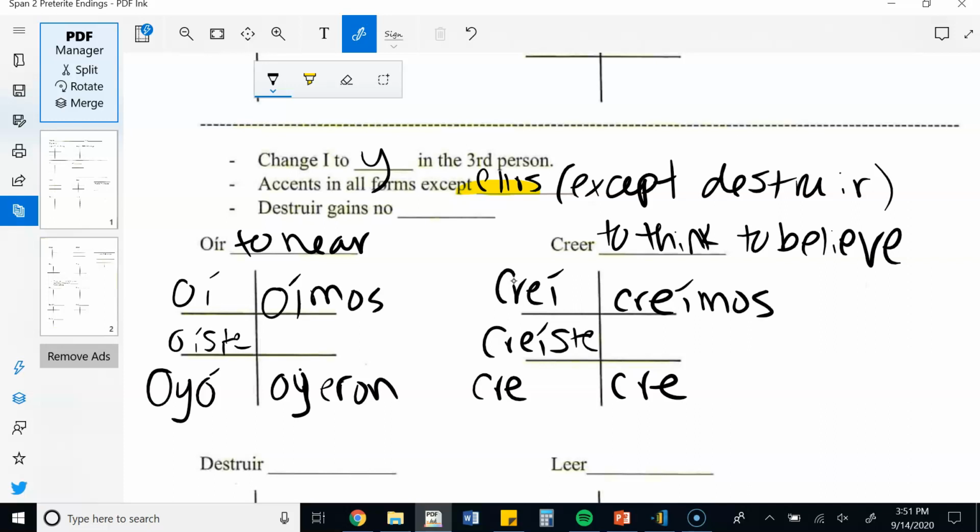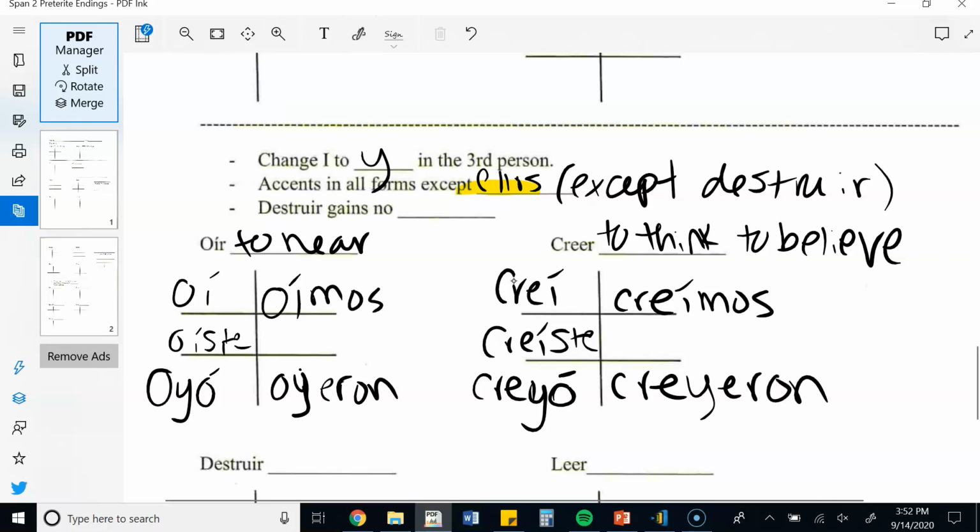And now I have my I to Y's. So I'm going to do it step by step again. Normally, it's io, o with an accent. Well, now I have three vowels in a row, so I'm changing I to Y. Same thing here. I'd have three vowels in a row, so I'm changing I to Y. Let's continue on. Okay, here we go.